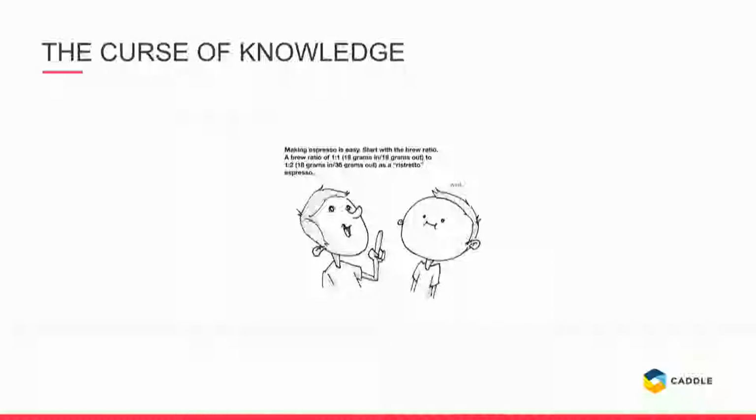The next one is the curse of knowledge, and this might be a little hard to read, but what this young boy is really saying to the other young boy is how to make a ristretto espresso. And he knows, and he says it's easy. He's like, oh, it's easy. You just do this, this, and this, and bang, espresso. But the other kid has no context, so it's, like, how do I do that?